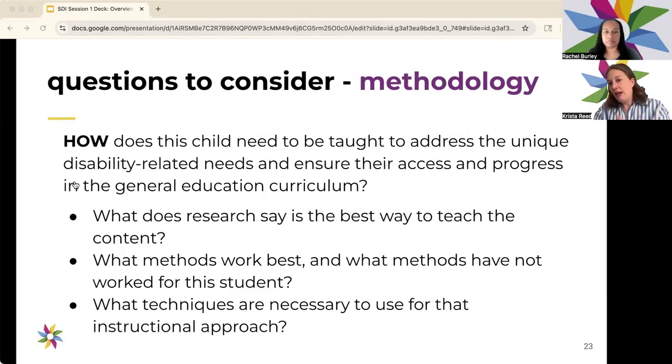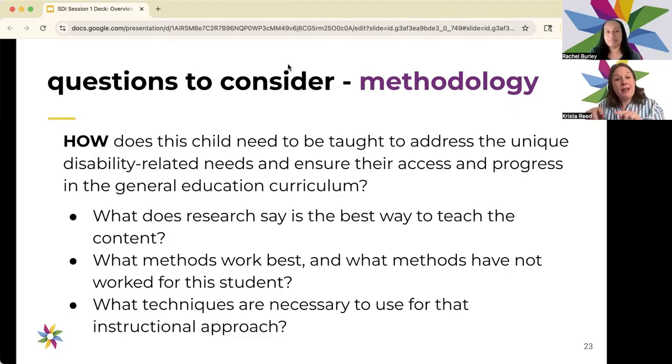What should teams be asking and talking about? Rather than asking what a child needs to learn, now we're asking ourselves, how does this child need to be taught to address their unique disability related needs in the classroom? How are we going to teach them to increase that access and progress in the gen ed curriculum? Well, what does research say is the best way to teach this thing? Like, what does research say about the best way to teach social skills to students with autism who are in middle school? There's research about that, and we should rely on that to make these choices about methodology changes.